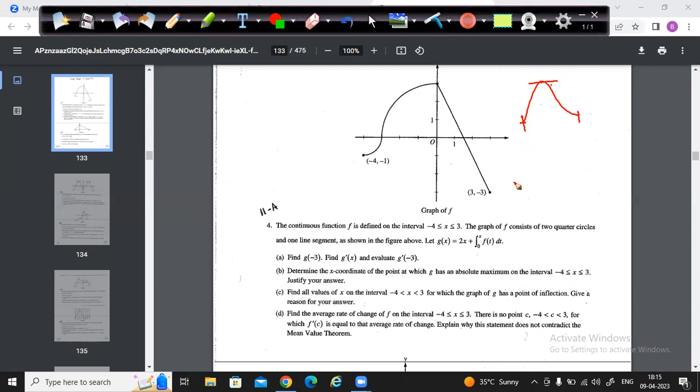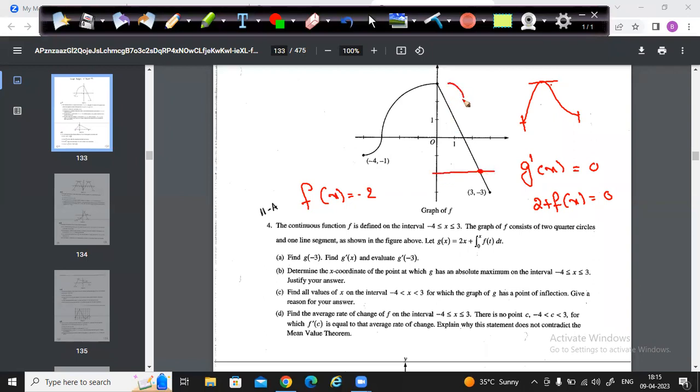So first find the critical points. What are the critical points? g dash of x is equal to 0. What is g dash of x? 2 plus f of x. 2 plus f of x is 0 means f of x should be minus 2. So f of x will be minus 2 somewhere here.